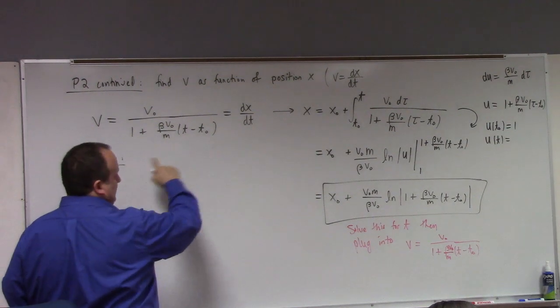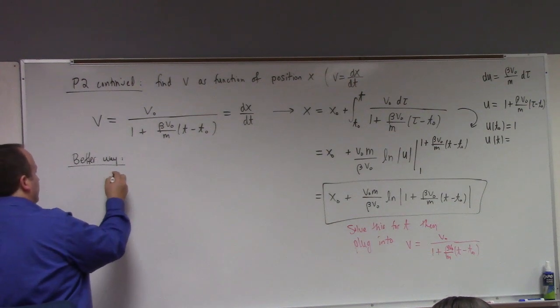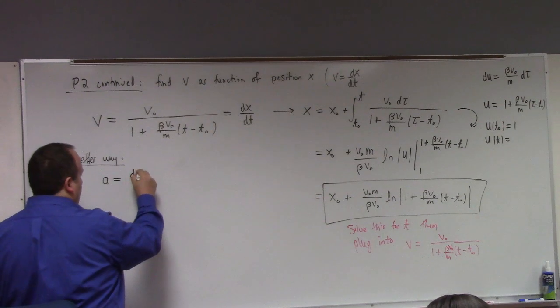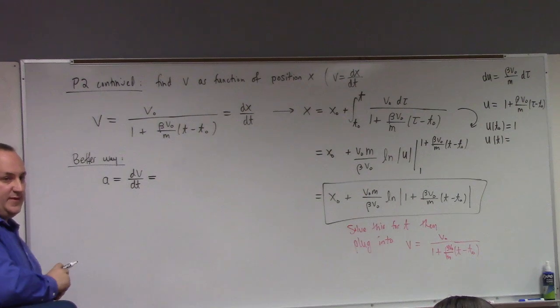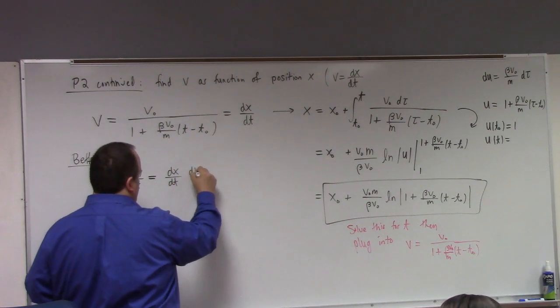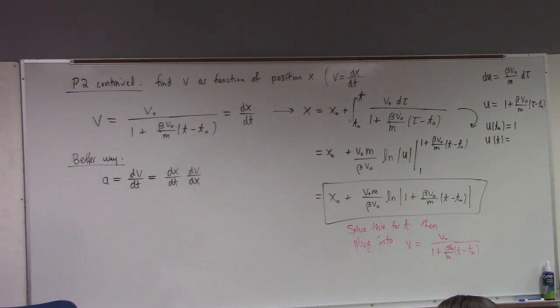I have no regrets. It's good for us to calculate position as a function of time, and that's why I did that. It wasn't an accident, although it was to make this point. So here's the deal. If the acceleration for a one-dimensional problem is dv dt, then we can swap that out for dv dx times dx dt by the chain rule. This is the one-dimensional chain rule. This is a one-dimensional problem. I can get away with this.